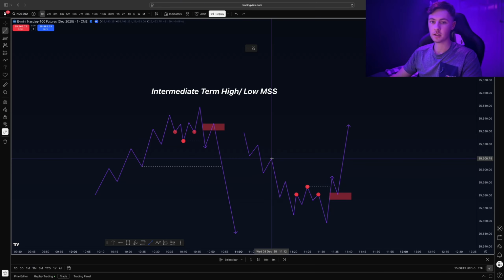So for intermediate term highs being broken to the upside, again, you just want to be taking around 80% off internal range liquidity, and then you want to leave around 20% of your position running for external range, again, because intermediate term highs being broken or intermediate term lows being broken lead to more significant moves in the market.